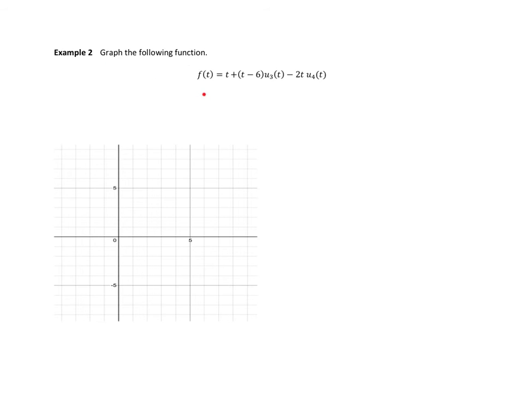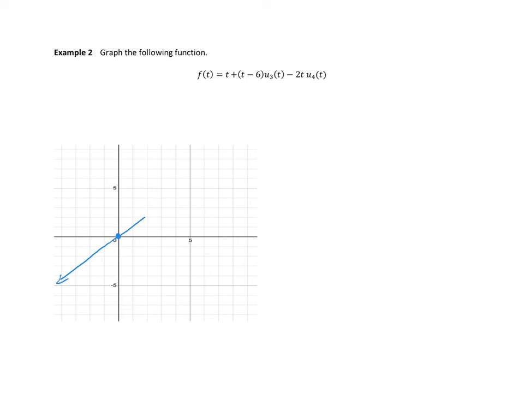Let's try a similar problem in example 2. Here, we have f of t as the sum, again, of 3 different pieces, and this is a u sub 3 and a u sub 4. What this means is, if you're less than 3, both of these things are 0, and they contribute nothing into the equation. You're just graphing f of t is equal to t. So that's a line whose slope is 1. So that's this thing here.